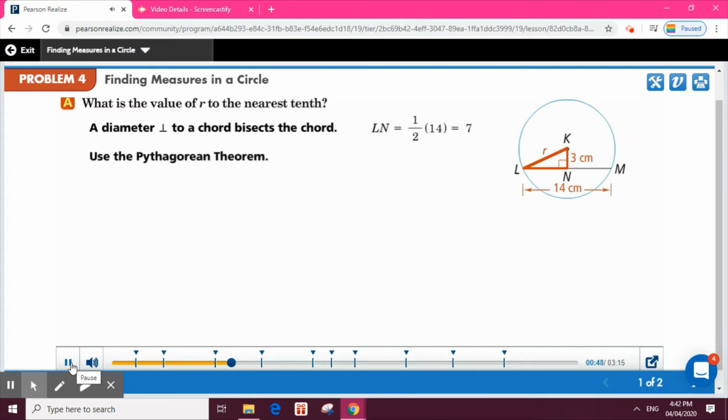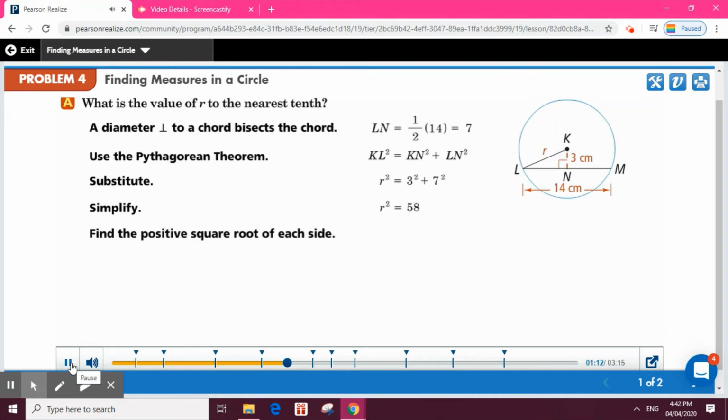Use the Pythagorean theorem. Substitute each side in. Now simplify. Find the positive square root of each side to solve for r. So r is approximately 7.6.